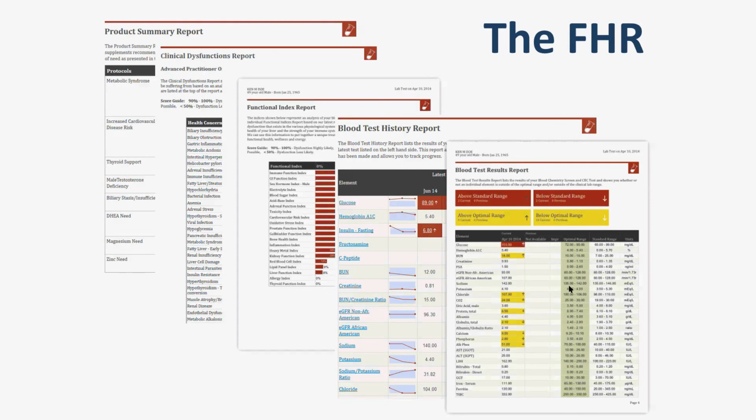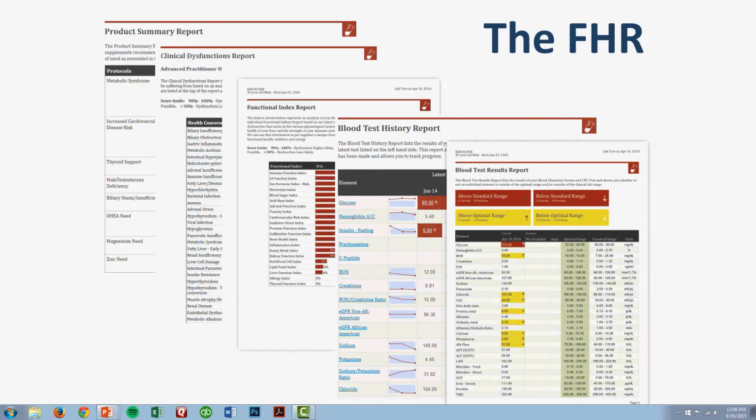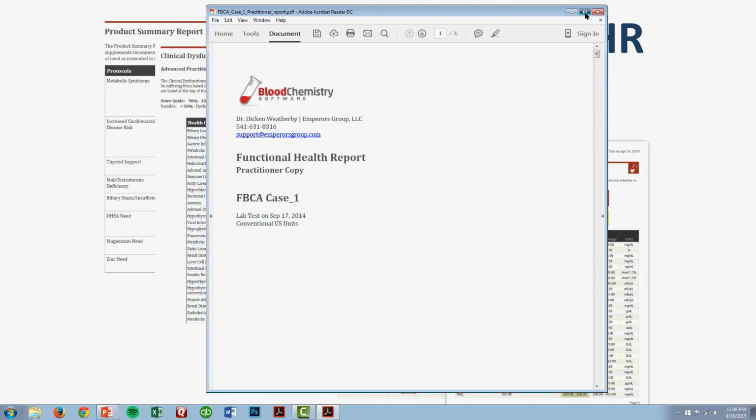What we did is we put the results of this blood test through my software program, and this generates what I call the functional health report. It's a comprehensive lab interpretation report that evaluates the unique biochemical patterns in your patient's body, provides evidence-based data for your diagnosis and treatment. So I'm going to look at that exact same case through the lens of my blood chemistry software and functional blood chemistry analysis. So hopefully you guys can see this.